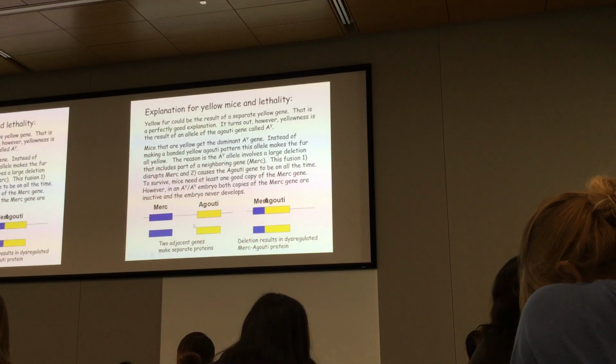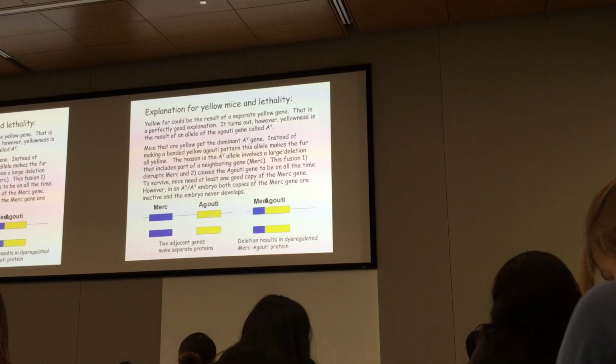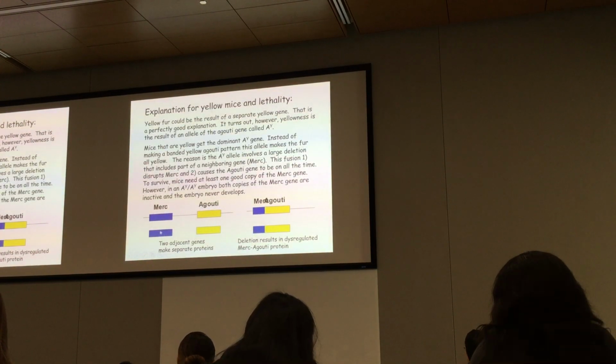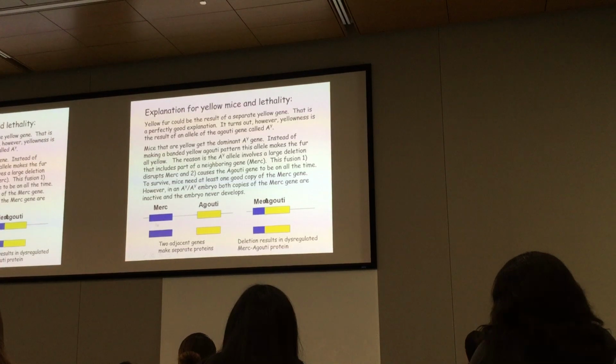So on a normal chromosome, the agouti gene produces this agouti protein, and the regulation of this gene is due to promoter and regulatory sequences right here. The Merck gene produces Merck protein, and how that's accomplished is due to regulatory sequences like promoters and enhancers and so forth for the Merck gene. And everything is fine and good if you have this chromosome arrangement.